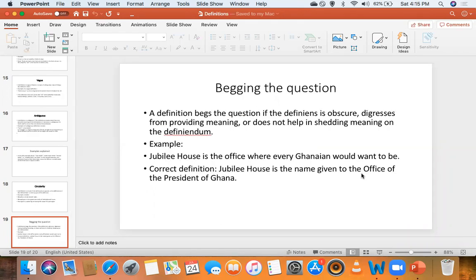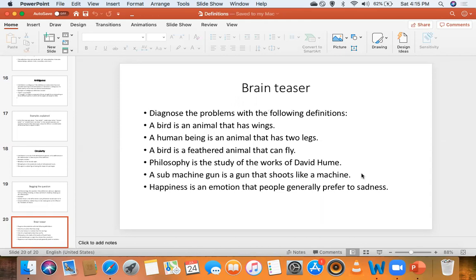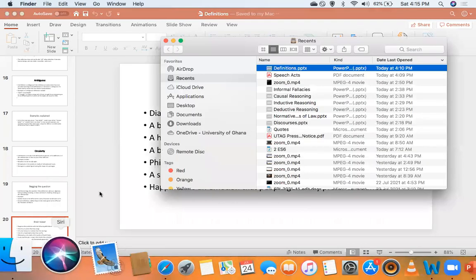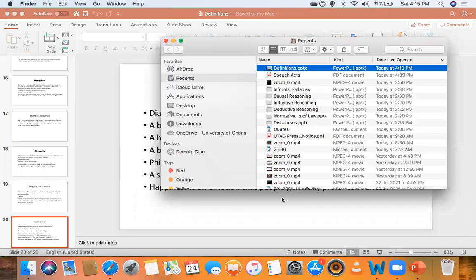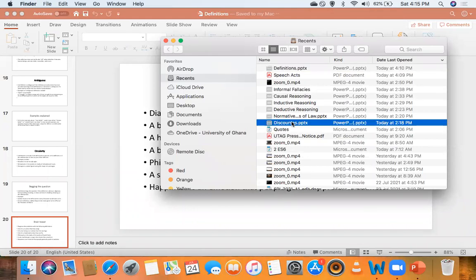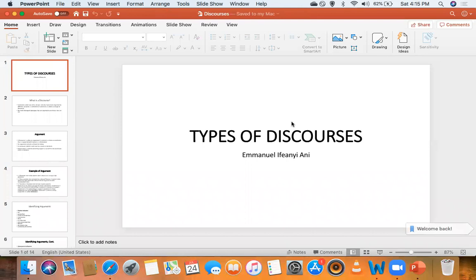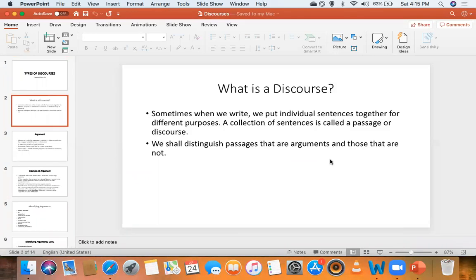And then definitions beg the question if the definiens is obscure or digresses from the provided meaning or does not help in shedding meaning on the definiendum. And so that was what we did about definitions. From there, we went to discourses. Our third class was on discourses. Let me see. I think the discourses slides are here. So this is our slides on discourses.